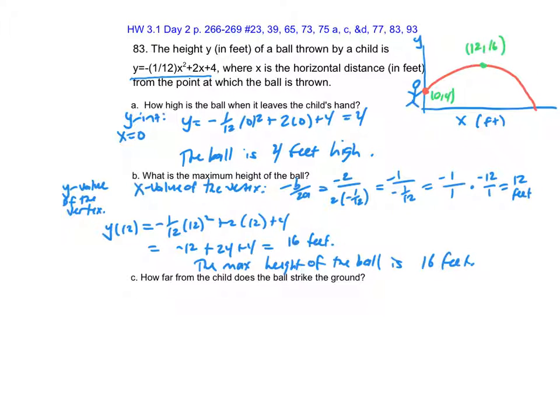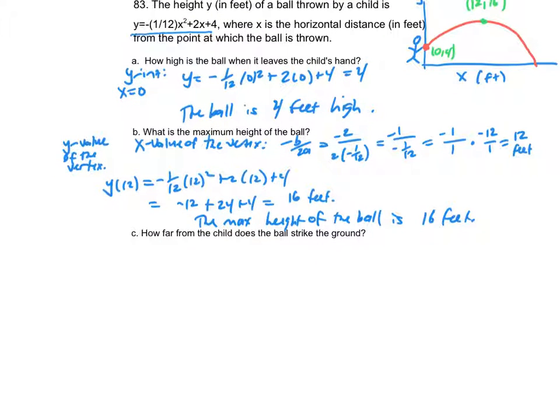The last part of the problem asks us to find how far from the child the ball strikes the ground. So in this case, it's asking us to find the x-intercept. In order to find the x-intercept for any function, we let y equal 0. So we're going to let y equal 0 and solve for x. Here we'd have 0 is equal to, I'm going to put the function in vertex form because it's a little easier to solve. So in vertex form, our function will be (x minus 12) squared plus 16, because that's the vertex.